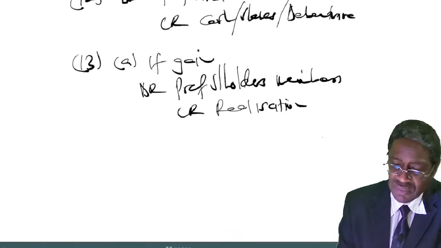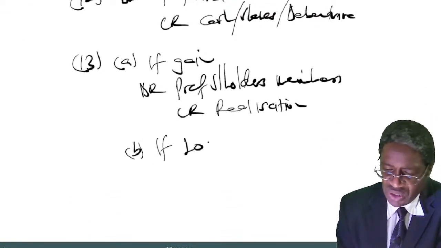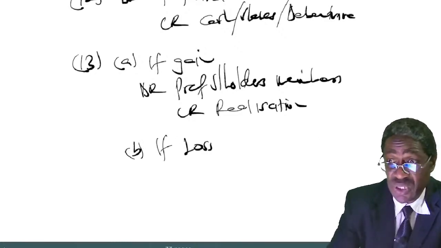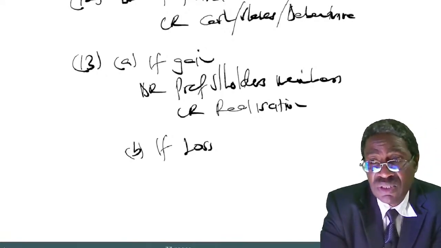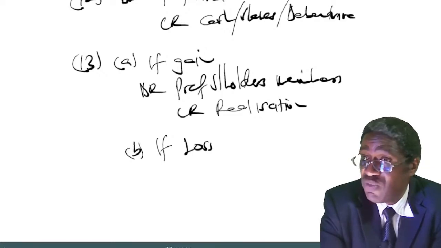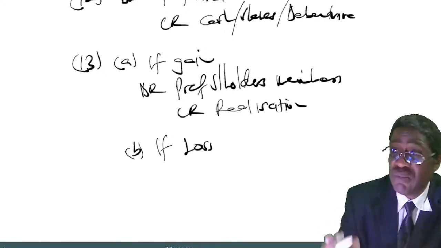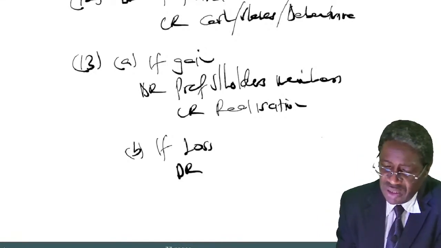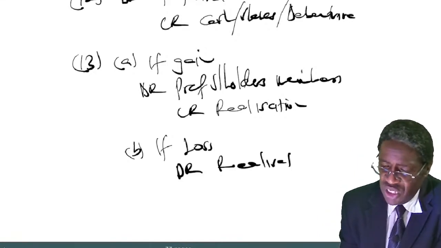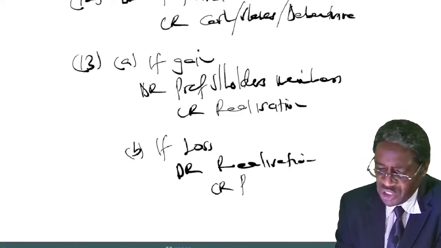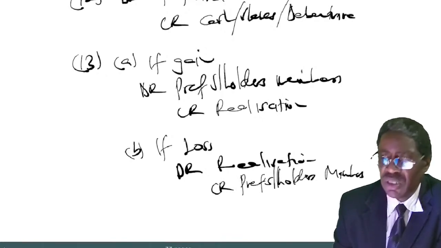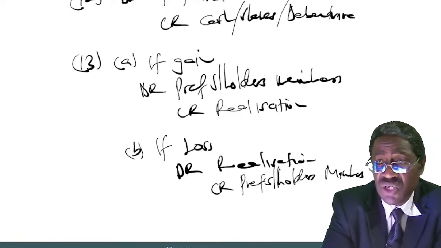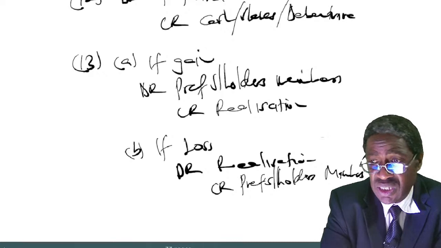But B, if loss. Remember, we had paid them 28 on the debit, but we owed them 20. Difference of 8, you remember, on the credit. That means we are paying them more than we owe them. Debit realization, credit preference shareholders members.